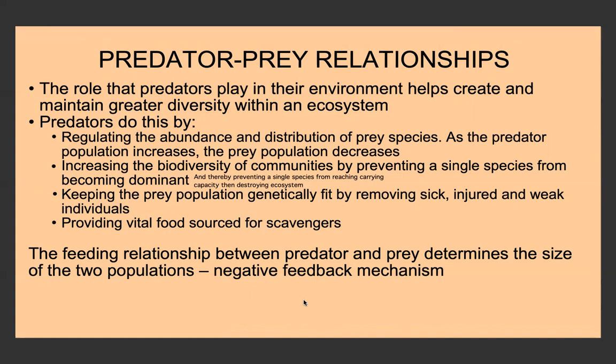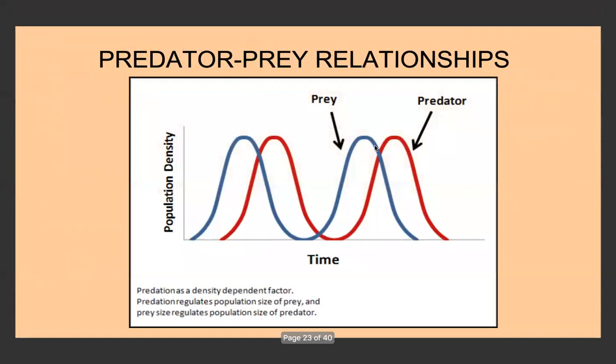As the predator decreases, the prey increases. If we look here, this would be a typical predator-prey graph, and they'll sometimes ask you to draw it, where the prey starts. So the prey is always the one more to the left, which happens earlier in time. And when the prey increases, eventually when there's a few prey, the predator population will begin to increase.